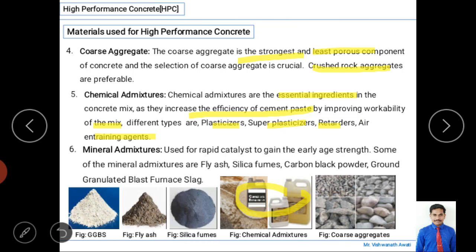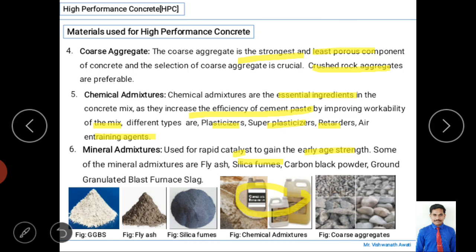Next, we are using mineral admixtures, which are also called cementitious materials, additives or replacements to the cement materials. Here a rapid catalyst is used to gain the earliest strength. Mainly it is used as a catalyst, like silica fume. Silica fume is mainly used to make rapid reactions in the concrete, right, to get early age strength. But we are also using fly ash, right?